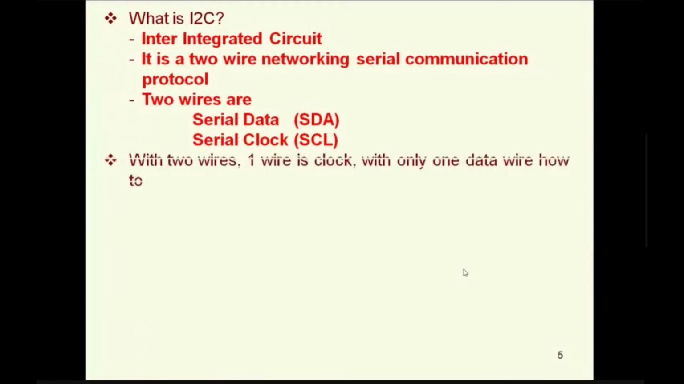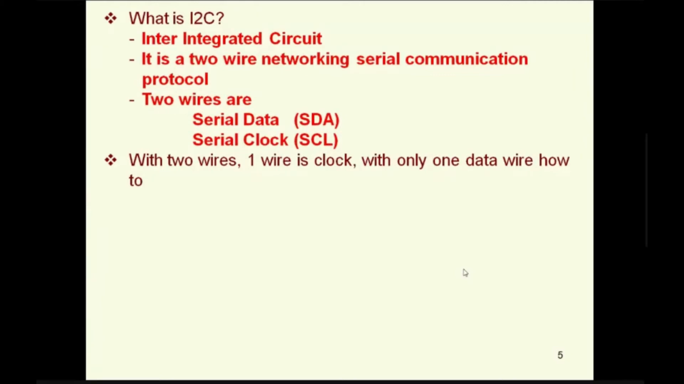But what are the two wires? We are very eager to know what those two wires are. One wire is called serial data and the other wire is called serial clock. In short, SDA and SCL. So of the two wires, one wire is the clock, with only one data wire.